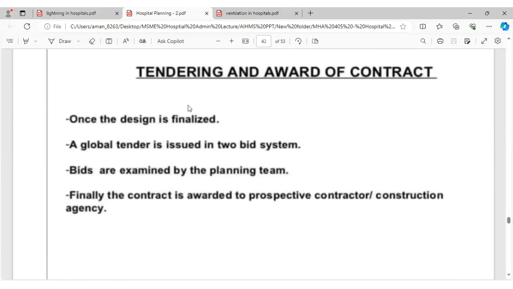Once the design is finalized, a tender is issued in a two-bid system. Bids are examined by the planning team. Finally, the contract is awarded to the prospective contractor, the construction agency.